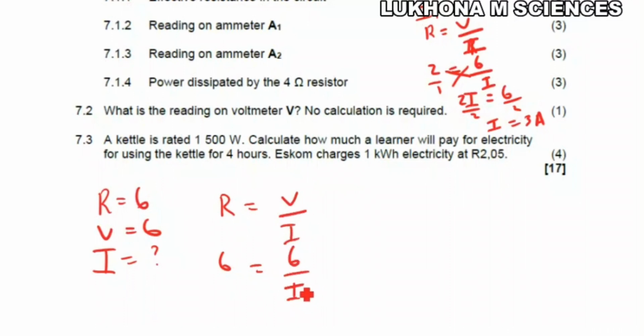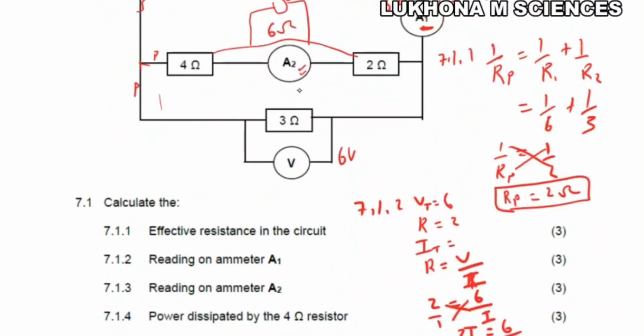Then we cross multiply. 6 times I is 6I, which is equal to 1 times 6, which is equal to 6. Then we divide by 6. Therefore, I is equal to 1 ampere. Which means the current that moves here is 1 ampere.